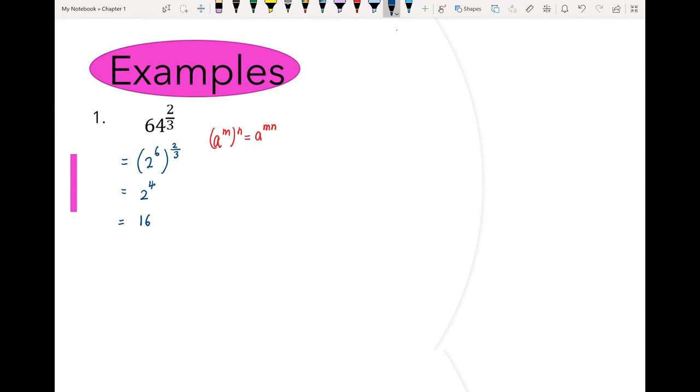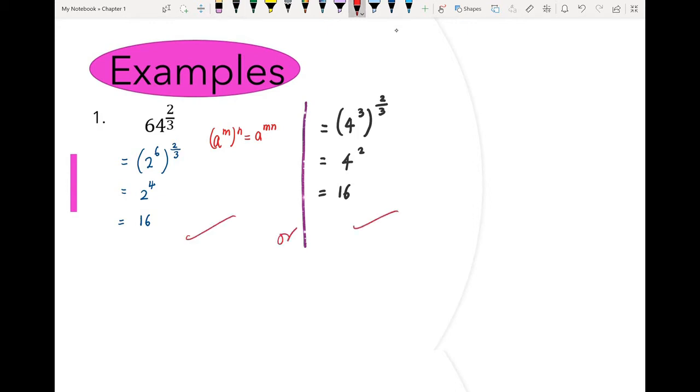Or I can also do this. 64 to the power of 2 over 3, instead of writing it as 2 to the power of 6, I can write it as 4 to the power of 3. 4 to the power of 3, and then the power is 2 over 3. Now, applying the same rule of indices, I can do 4 to the power of 3 multiplied by 2 over 3, which gives me 2. So 4 power 2 is also equal to 16. Two different ways for us to consider over here, and both methods are correct.